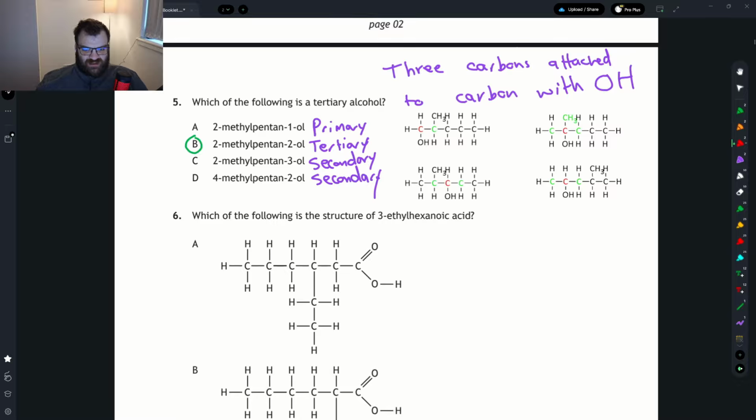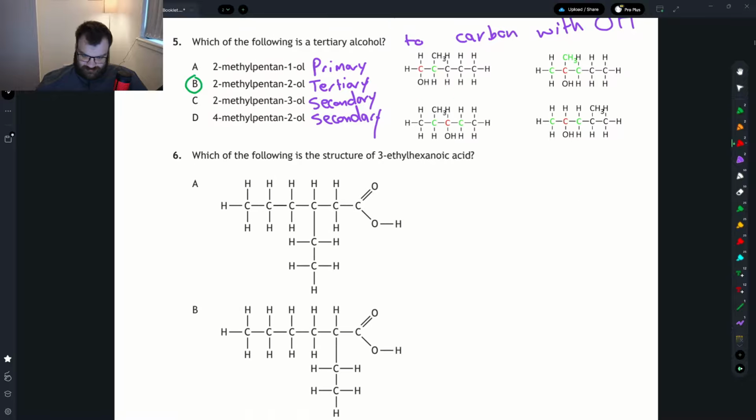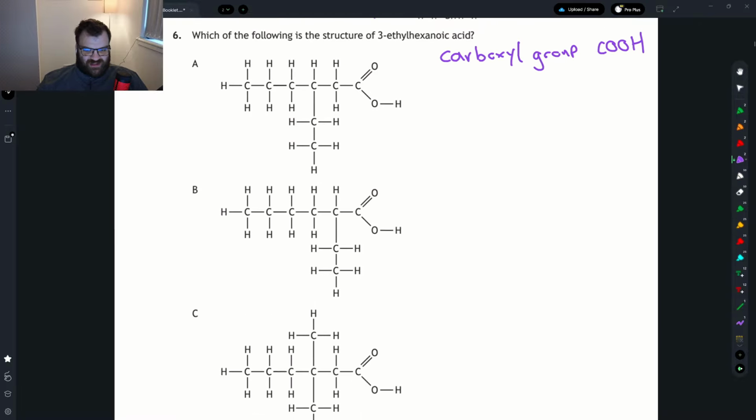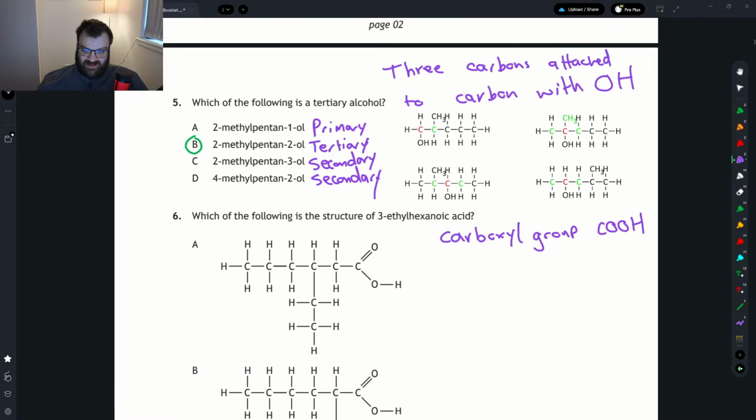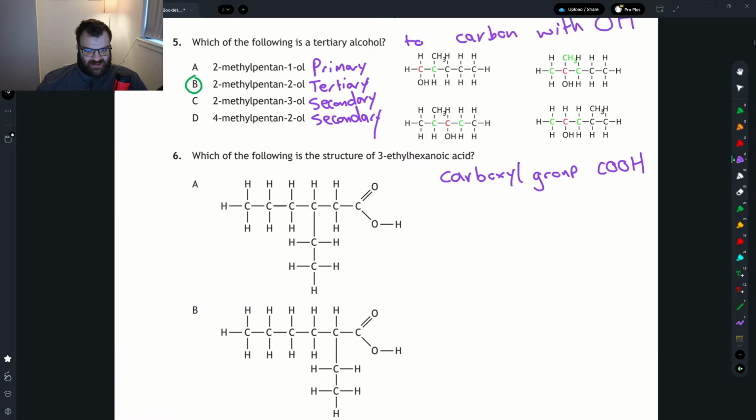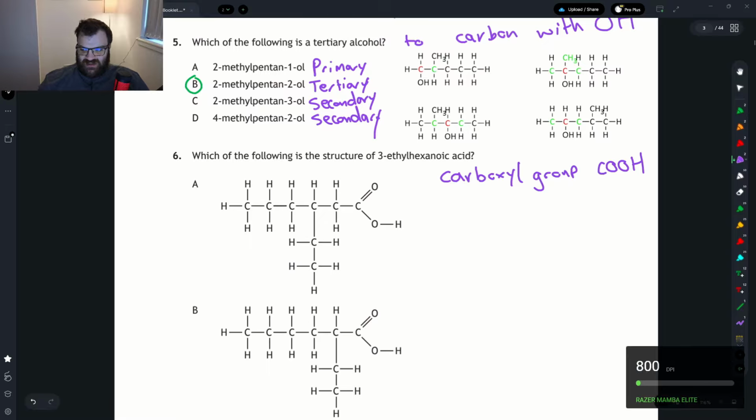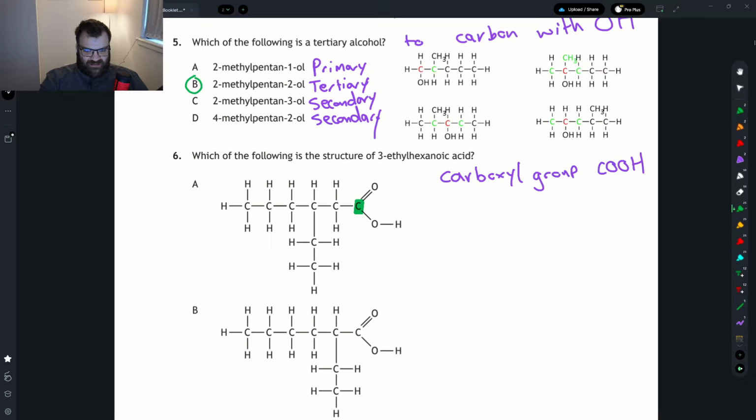Next up, we're going to do the structure of 3-ethyl hexanoic acid. Okay, a couple of things to check. For hexanoic acid, it needs a carboxyl group. It needs a COOH. That is C double bond OOH. Yes, yes, yes, and yes. They're all good. Next thing we can do is look at the longest chain of carbon, and it has to include the carbon with the double bond OOH. So from here, can I make 6? 1, 2, 3, 4, 5, 6.